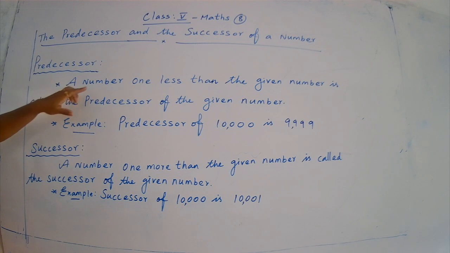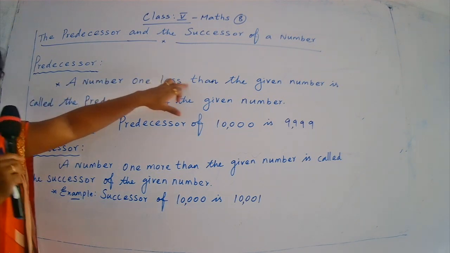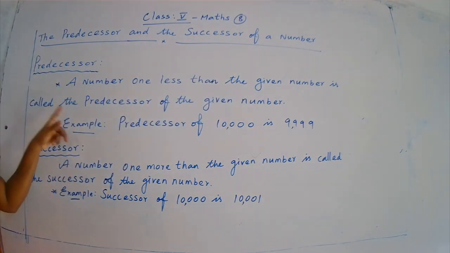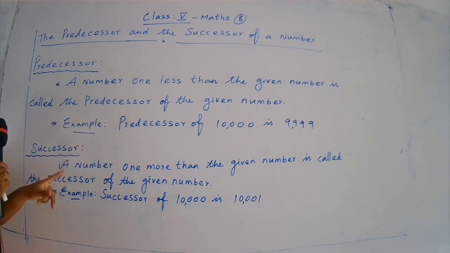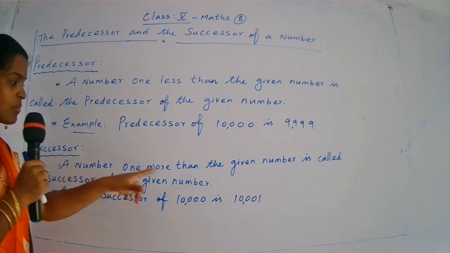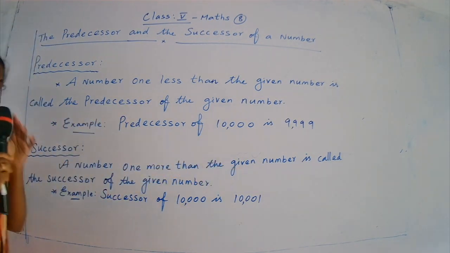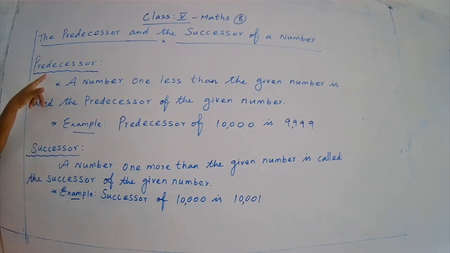A number 1 less than the given number is called the predecessor. Successor means a number 1 more than the given number is called the successor. You see that difference?